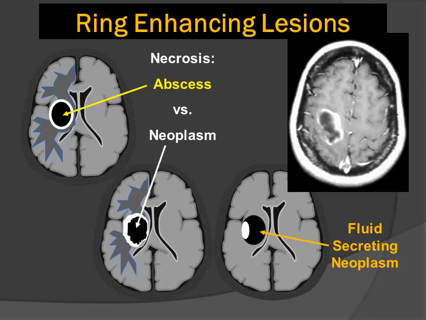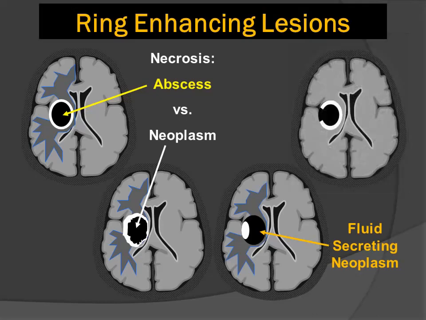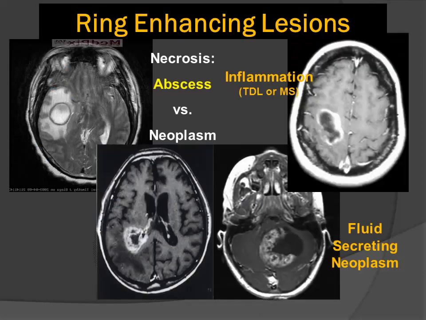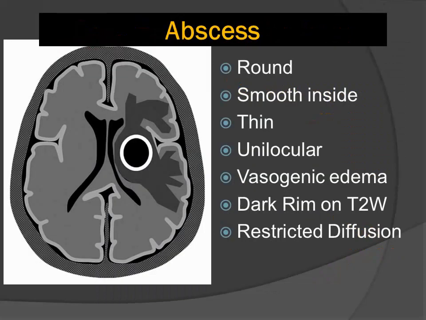We oftentimes see surrounding vasogenic edema when we have abscesses and neoplasms of both types, the fluid-secreting as well as the necrotic. But when we have tumefactive demyelination, one of the critical features is to identify an incomplete rim of enhancement, and that would be suggestive of an advancing zone of inflammation. So these 4 different types of lesions can be sorted out by looking at the characteristics of the center and the pattern of ring or rim enhancement.